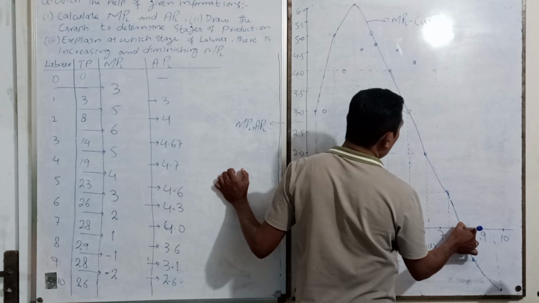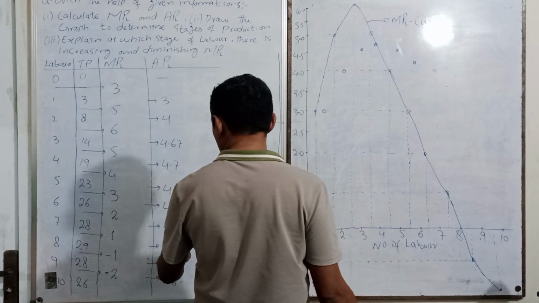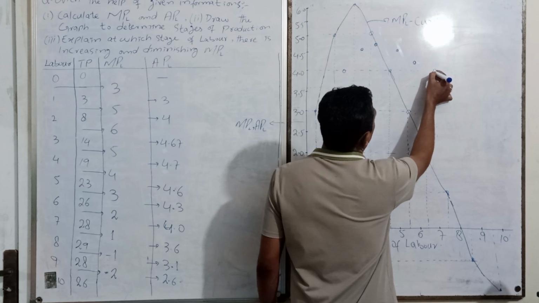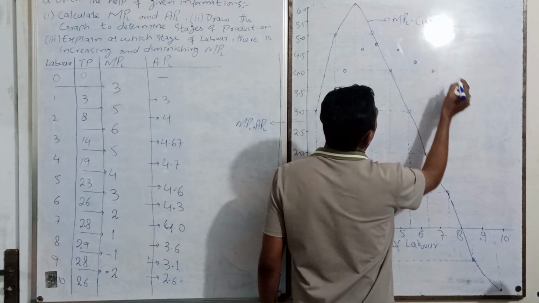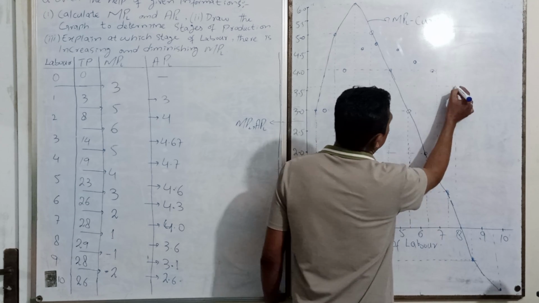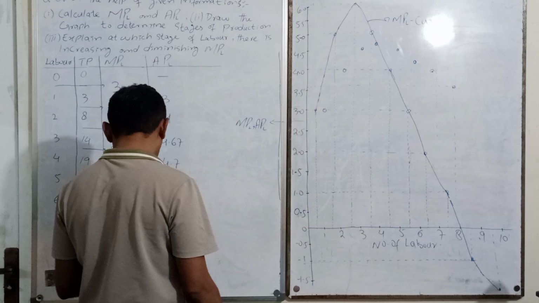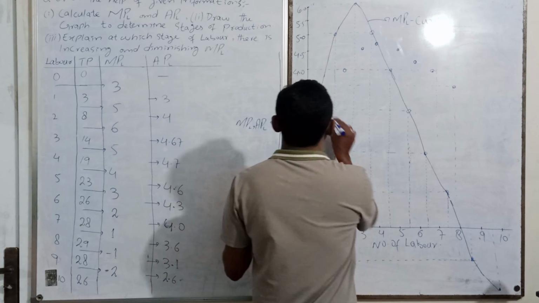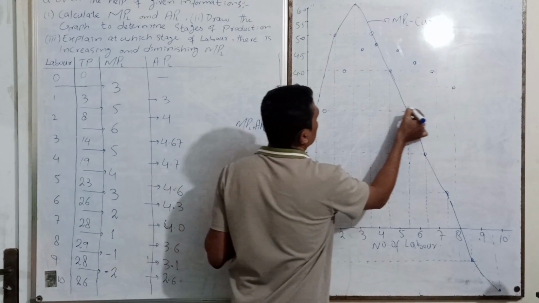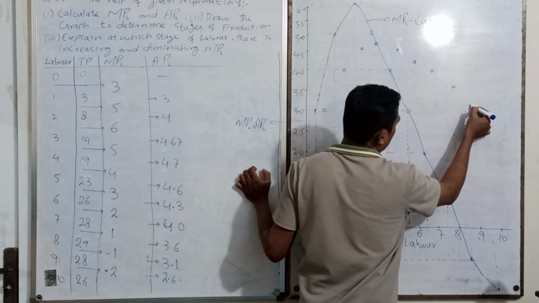So the 8th unit of labor is about 3.6, and this was the 7th unit of labor. Here, and this is the 8th unit of labor. What about this one? It is 3.6. Clear? And next is 3.1. This is your 3 and slightly above, so this is 3.1 here at the 9th unit of labor.